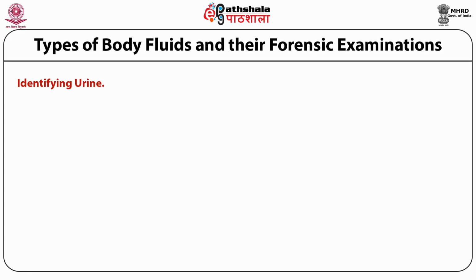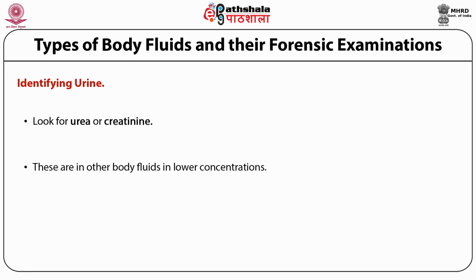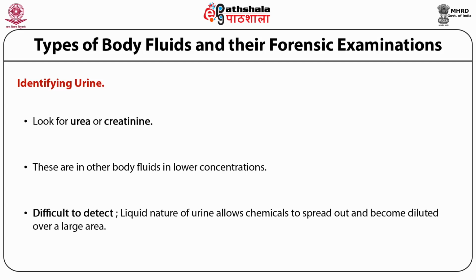To identify urine, look for urea or creatinine. These are in other body fluids in lower concentration and are difficult to detect. The liquid nature of urine allows chemicals to spread out and become diluted over a large area.